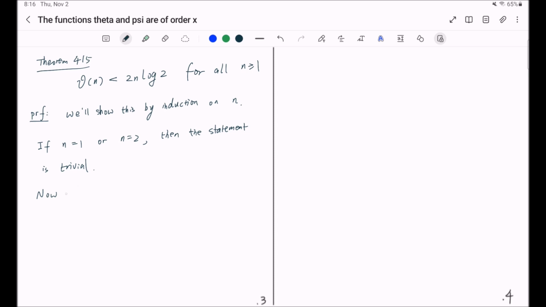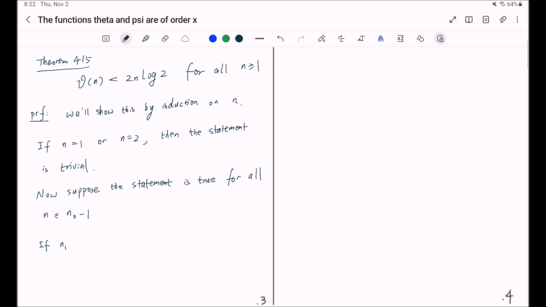Now, suppose the statement is true for all n less than or equal to n naught minus 1. And we are going to prove this statement for n equal to n naught. And that completes the mathematical induction. And now we'll divide the proof based on the parity of n naught.